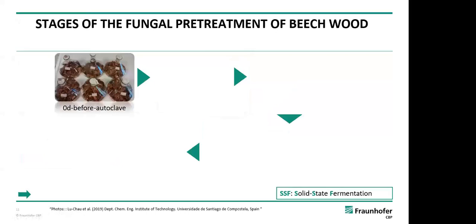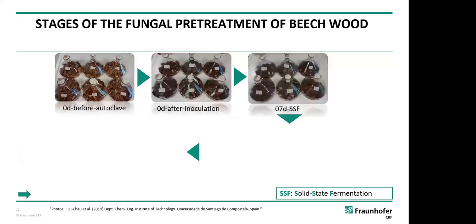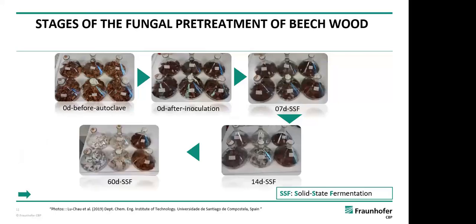These are the Fernbach flasks containing beechwood at day 0 before the autoclave, and these are the beechwood at day 0 after inoculation, after we sterilized the beechwood and added the fungi. And these are after 7 days of the solid state fermentation process, and those are after 14 days, and finally after 60 days we got these.